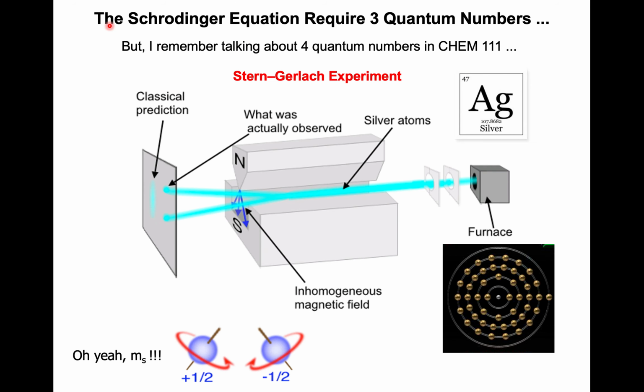You may remember from general chemistry that the Schrodinger equation requires 3 quantum numbers, but there are 4 when we talk about it. The Stern-Gerlach experiment showed that electrons also have something that can be referred to as intrinsic spin. They can align themselves with or against the magnetic field. If you impose a magnetic field, with a north pole and a south pole, you split them exactly 50-50, 50% going up, 50% going down.